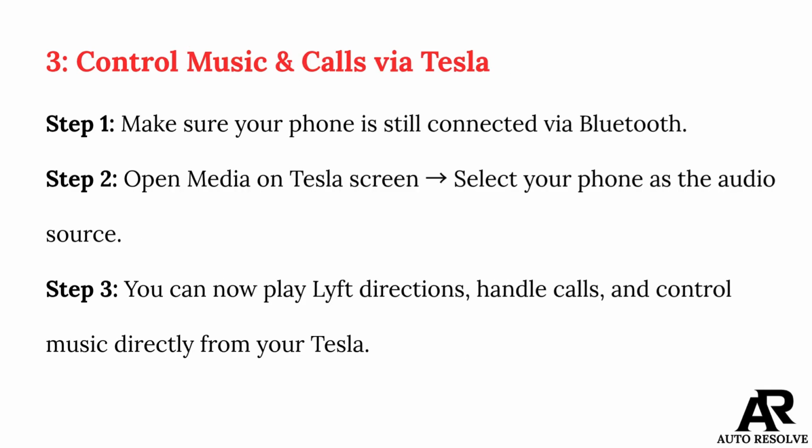3. Control music and calls via Tesla. Step 1. Make sure your phone is still connected via Bluetooth. Step 2. Open media on Tesla screen. Select your phone as the audio source. Step 3. You can now play Lyft directions, handle calls, and control music directly from your Tesla.